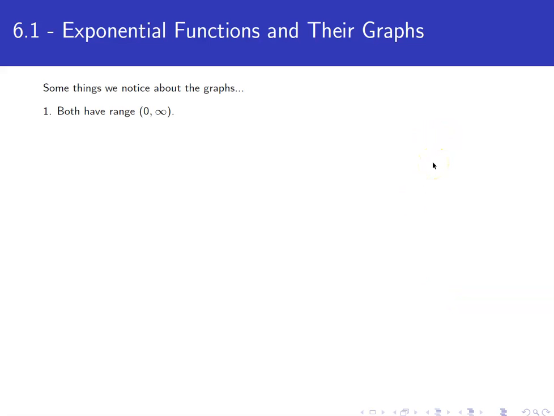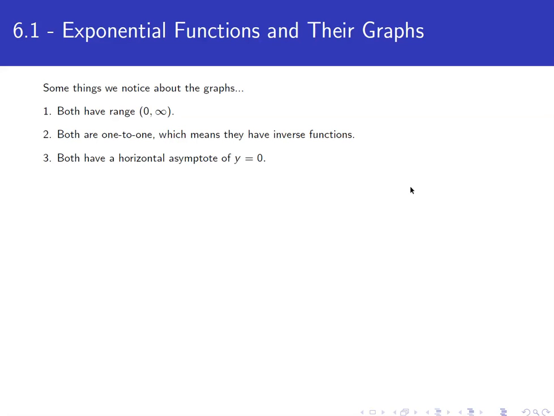So let's make some observations about these graphs. Both of the graphs are above the x-axis all the time. The range is 0 to infinity for both graphs. Notice that both pass the horizontal line test, so that means that both of them have inverse functions. And we're going to talk about the inverse of exponential functions in a later video.